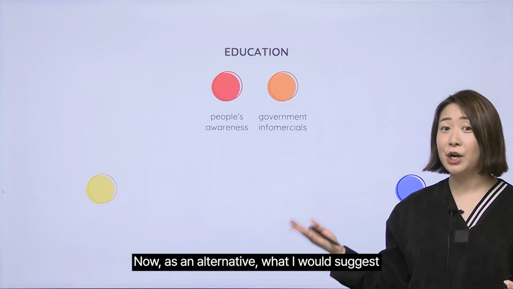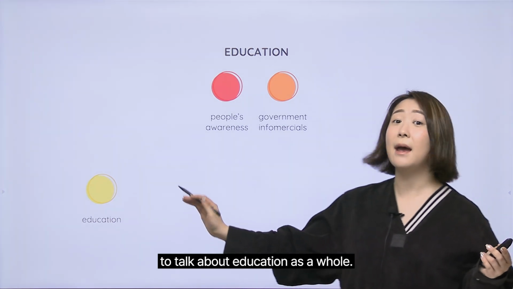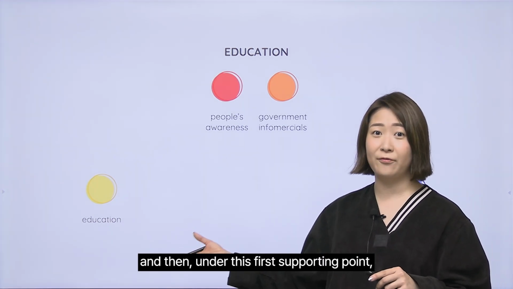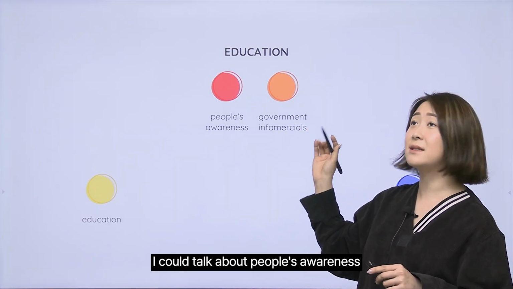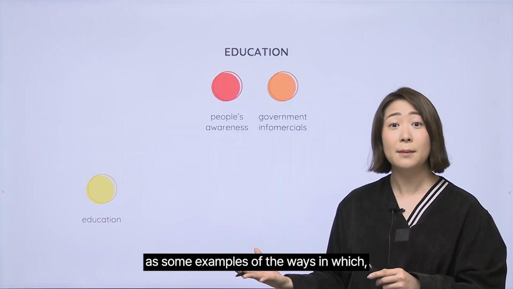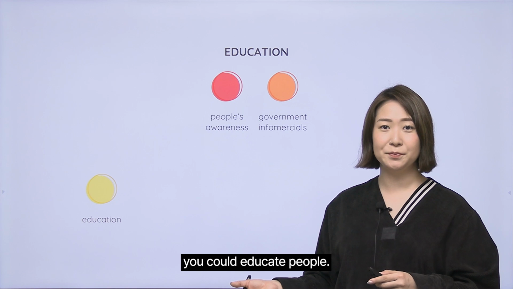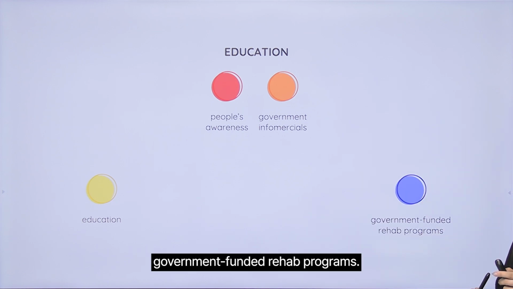Now, as an alternative, what I would suggest would be for the solutions to talk about education as a whole, and then, under this first supporting point, I could talk about people's awareness and government infomercials as some examples of the ways in which you could educate people. And for my second point, I would talk about government-funded rehab programs.